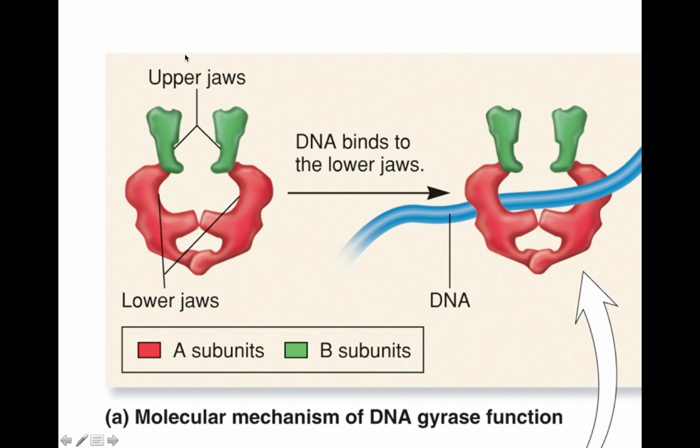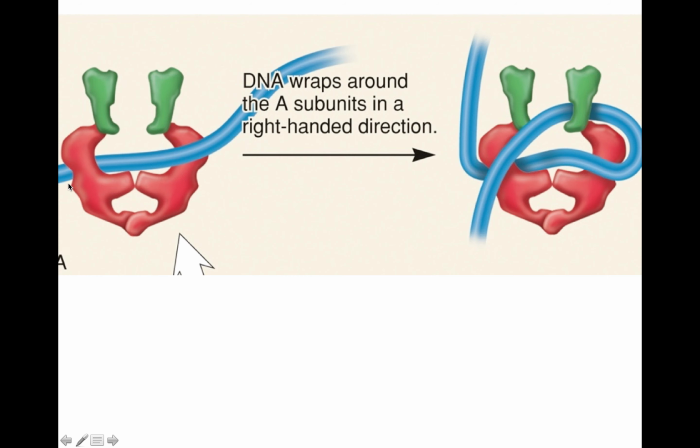So gyrase has domain structure. It has the A domain in the lower structure and the B domain in the upper structure here. So when a DNA molecule binds, it gets looped through the two A subunits. Notice the orientation of this blue strand of DNA. It's going behind the first one and over this second A subunit. Okay, so it went behind and then over. Then it loops around and comes down the front. So we went behind this one, over this one, and then behind the B structure here.